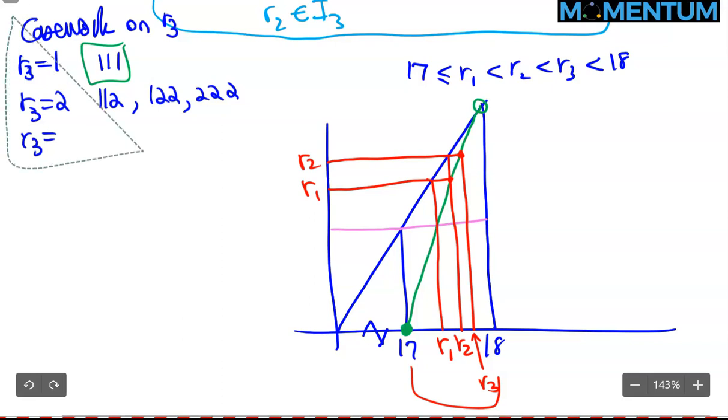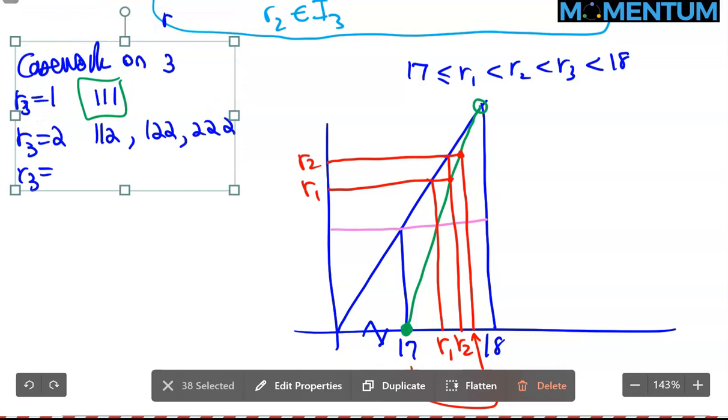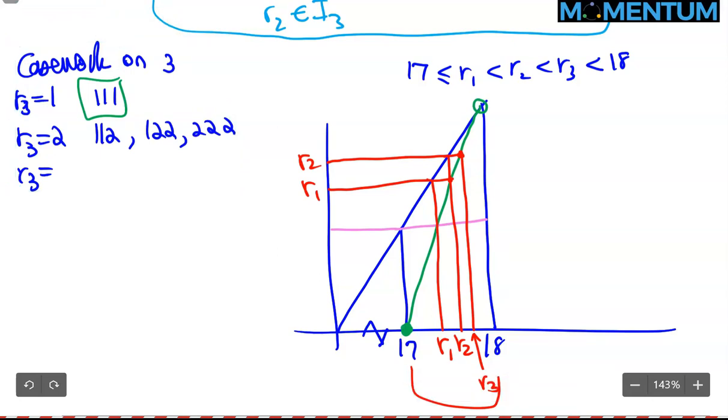Let me just shift this down a little bit. There you go. Oh, okay, so get rid of that thing. All right, so there you go.